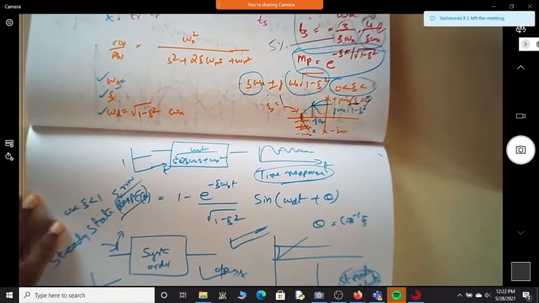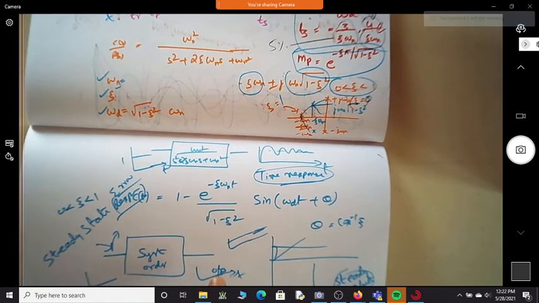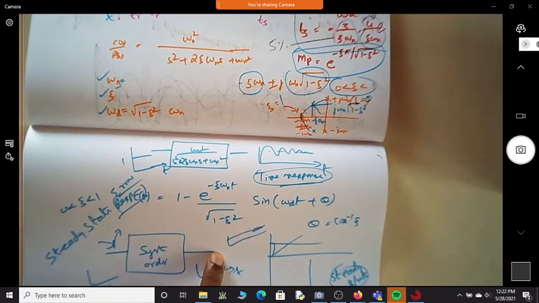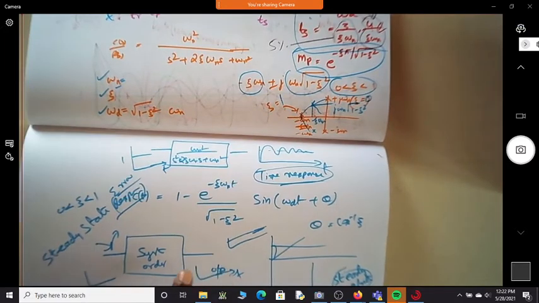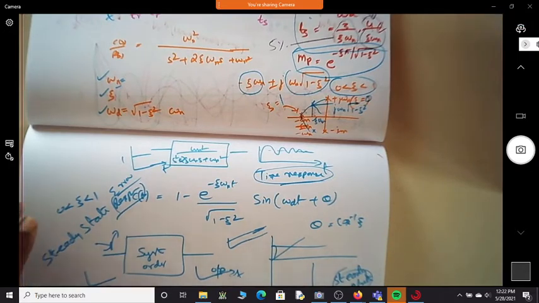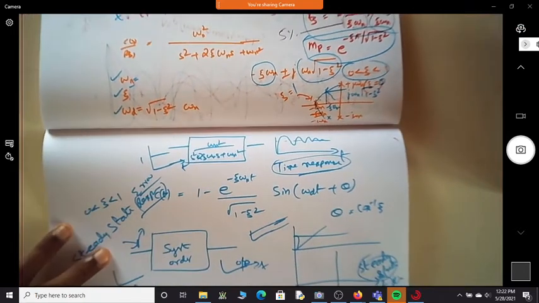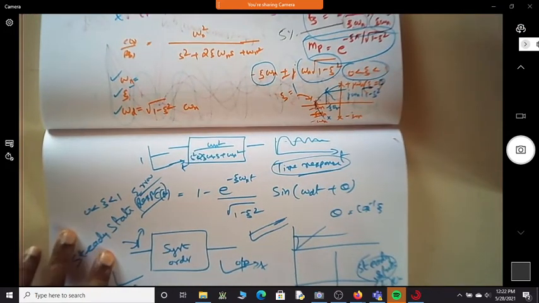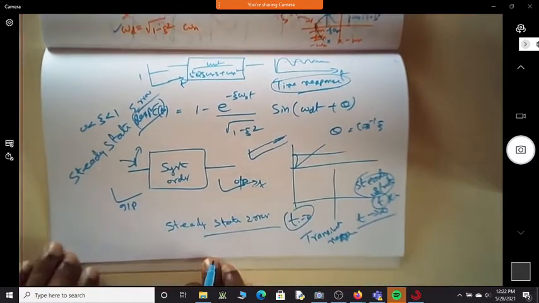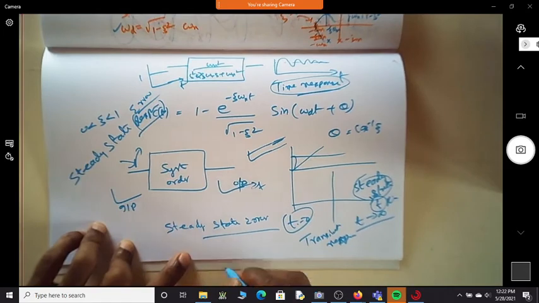Steady state error. So what is the error in the output voltage from the expected value? You have an actual value and you have an expected value. If there is a difference between the expected and the actual, then we say there is an error at the final state. When I say final state, it is at t tending to infinity. So we will be looking at the steady state error of systems for various inputs.